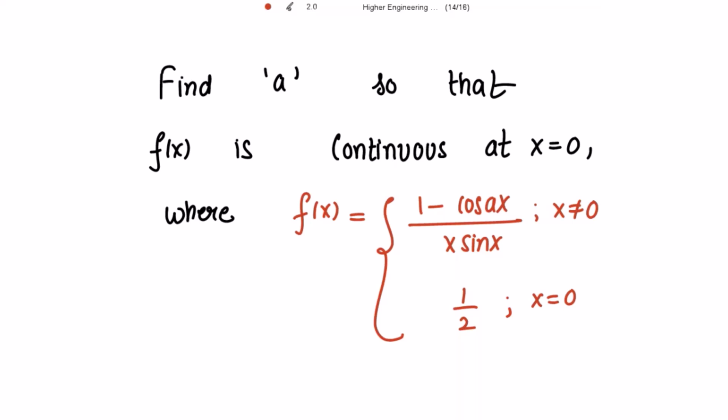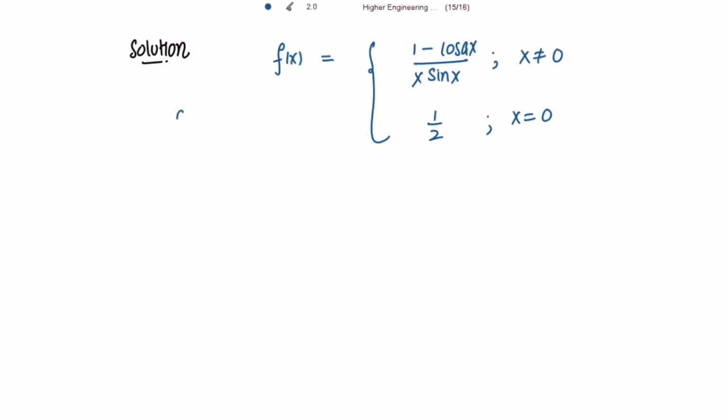So that f(x) is continuous at x equal to 0, where f(x) is given to be this. For x not 0, it has the value (1 minus cos of ax) divided by (x sine of x). For x equal to 0, we have f(x) to be 1/2. Now we need to get the value of a, right? What is given to us? That f(x) is continuous at x equal to 0.